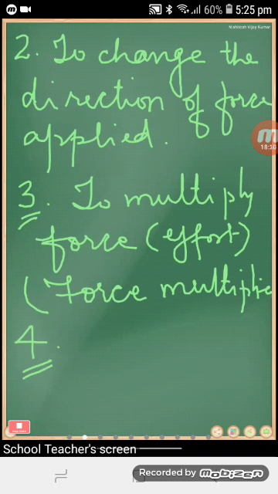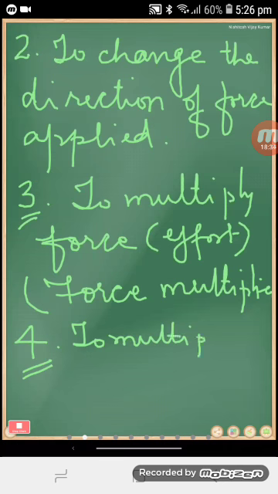And then there are some machines which do not act as a force multiplier and do not change the direction of application of effort, but they are used because they multiply the speed. That is a speed multiplier. Now what do we mean by saying this?